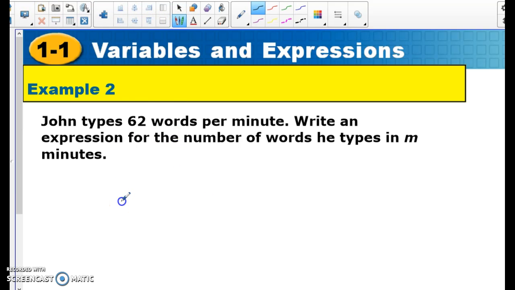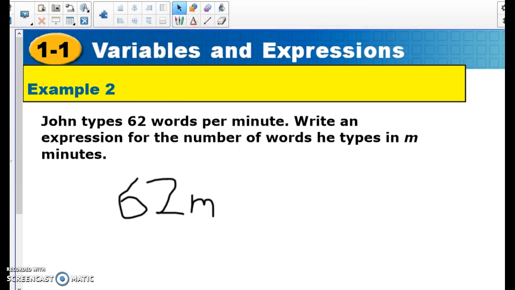So there's my 62. And I don't know how many minutes the problem is going to want me to solve for, so I'm just going to leave it as 62m. Because now if the book wants me to solve for 4 minutes, I can put in a 4 there. If it wants me to solve for 10 minutes, I can put in a 10 there. So no matter what, I can put in whatever number I want for that m variable, and I can solve for it.